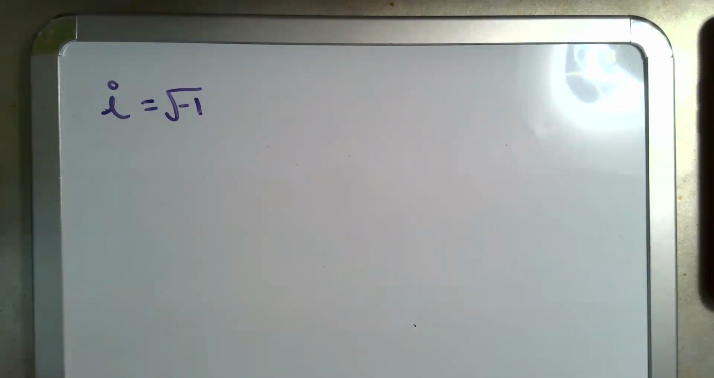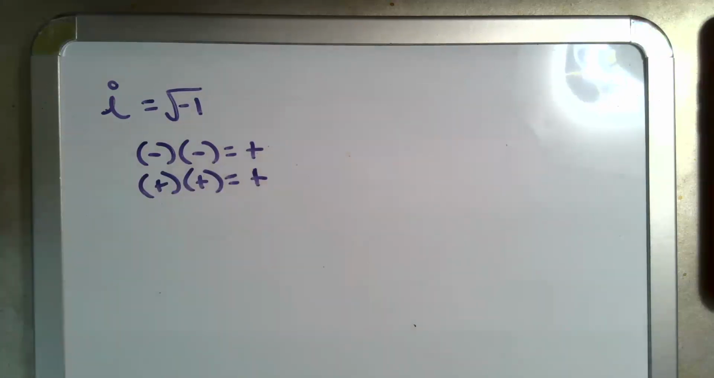So why is that imaginary? Well, what's underneath the square root sign is supposed to indicate something times itself. But what times itself equals a negative number? Well, we know a negative times a negative is a positive, and a positive times a positive is also a positive. So nothing times itself gets us a negative number, and that's why i is imaginary.